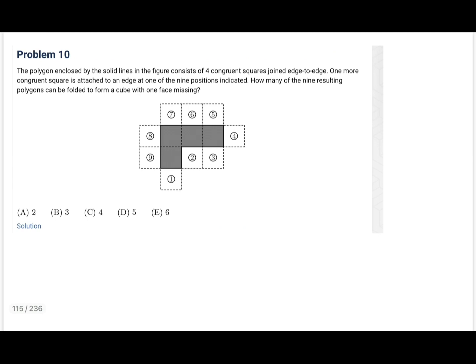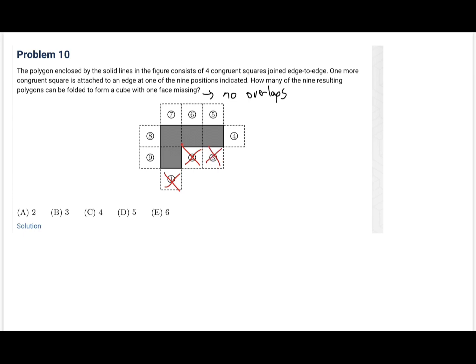Problem number 10. How many of the 9 resultant polygons can be folded to form a cube with one face missing? Okay, so this just means that there are no overlaps. Let's go into all of these in turn. If we put it here, then this and this will overlap, so 1 is out. If this is here, then these can't fold, so 2 is also out. If 3 is here, then this and this will overlap, so it's also out.